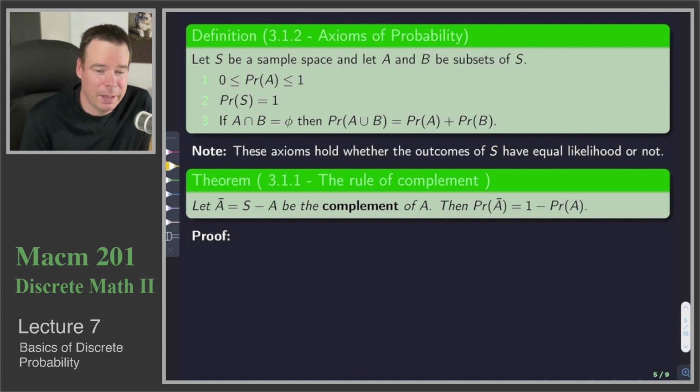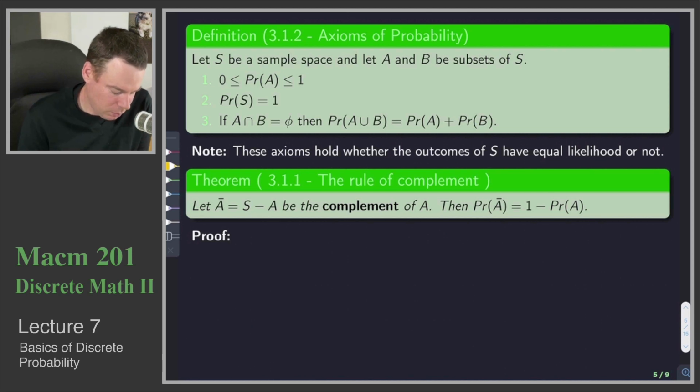So from these axioms, we can start to prove results about probabilities. The first result we'll prove is the rule of complement. This says that if the complement of event A is defined as S take away A, then the probability of the outcome being in the complement is just 1 minus the probability of it being in the event A. We can see why this will be the case.